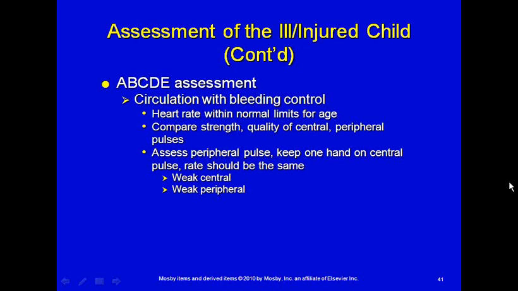Compare the strength and the quality between the central and peripheral pulses. This will give you a really good idea of their blood pressure. It's very difficult to obtain blood pressures, particularly on smaller children. But if you feel a carotid pulse and compare it to a radial, and they both feel the same, you know the pressure's good. But if you feel a carotid pulse and it's kind of weak and hard to feel, and you can't feel a radial pulse, you know they're hypotensive. So comparing the strength and the quality between the central and peripheral pulses is a good indication of shock.